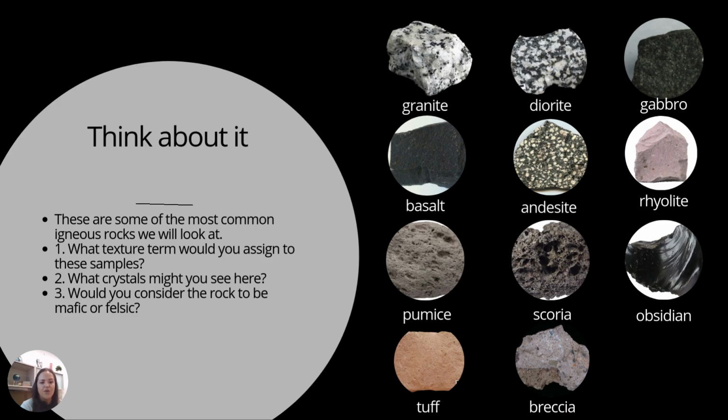So I want you to pause the video and see if you can assign some texture terms, maybe some crystals you might see, and then consider whether you think the rock is mafic or felsic. Remember that mafic is dark in color. It has high magnesium and iron, and felsic has low magnesium and iron, high silica and oxygen. And the felsic rocks are going to be lighter in color, and the mafic rocks are going to be darker in color. So pause the video, see if you can do some work here. We'll work with these rocks in the lab as well.